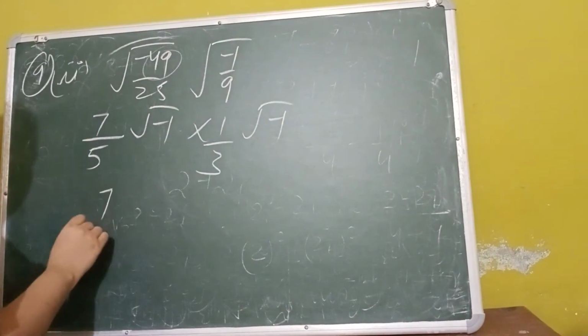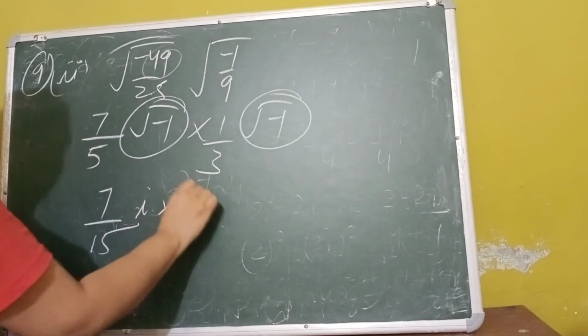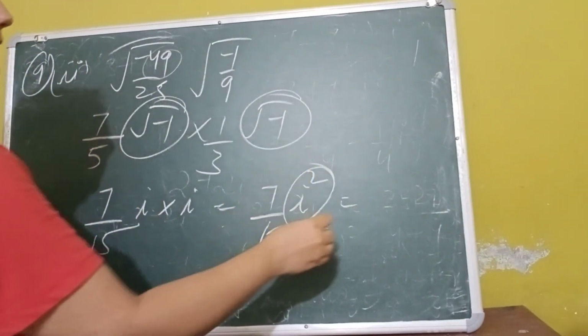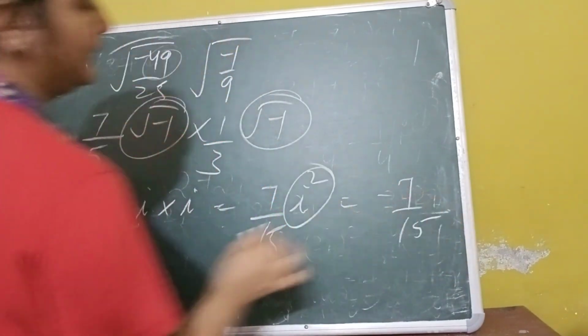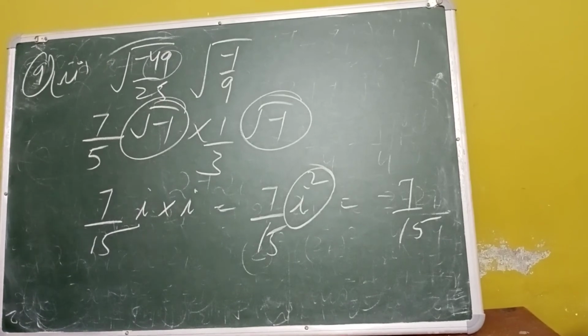So it's 7 1s are 7, 5 3s are 15, i and i into i, that is 7 upon 15 i square. The value of i square is minus 1. So the answer is minus 7 upon 15. Answer is minus 7 upon 15.